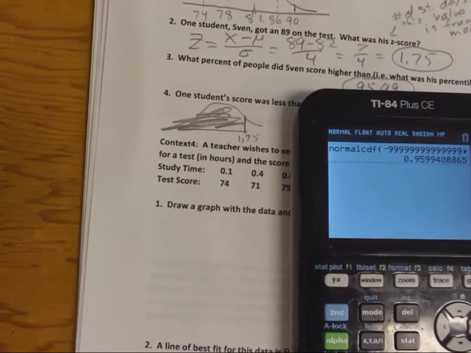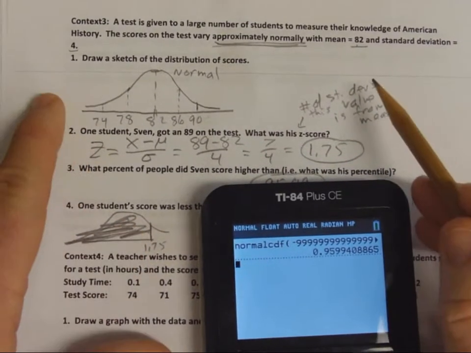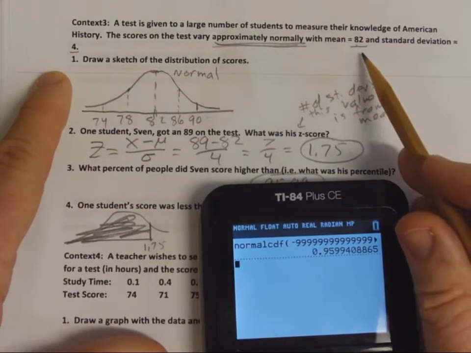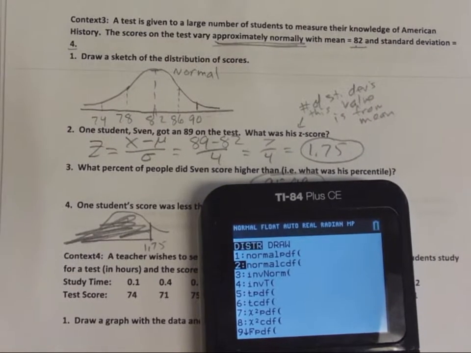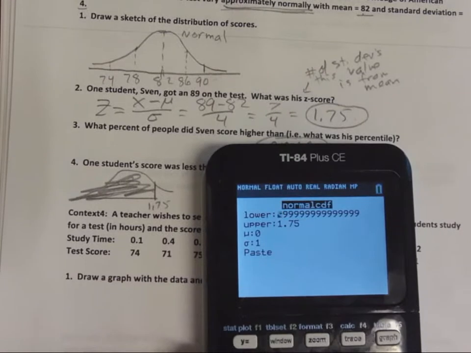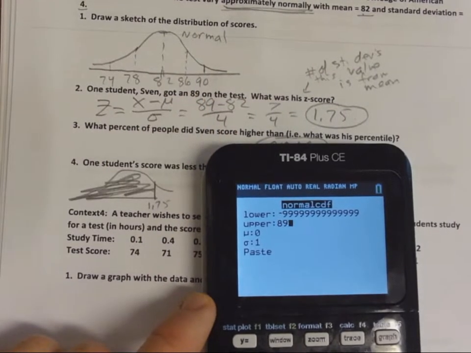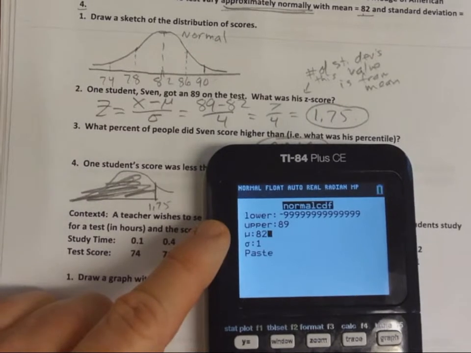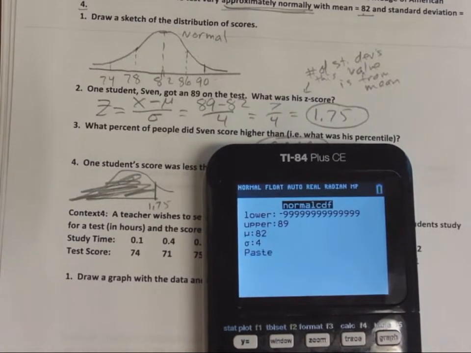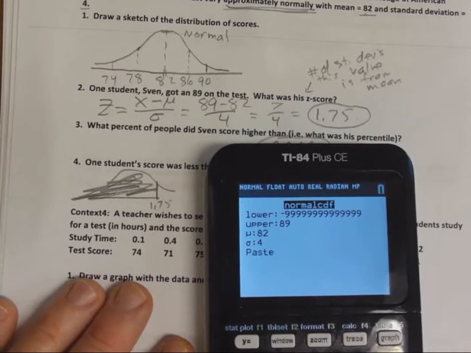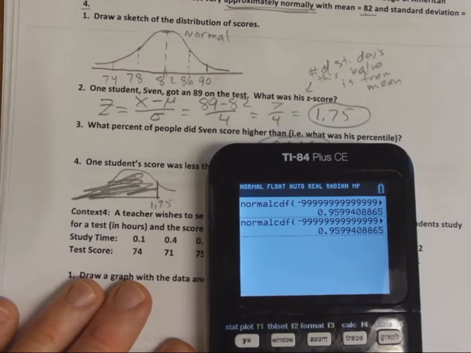Or what you could do is this. From the very beginning here, you could just enter this mean and standard deviation as opposed to finding a z-score. So what you could do, second distribution, normal CDF, and then go negative infinity, and our value was 89. That is his score. Our mean is 82, and our standard deviation is 4. So that's without finding a z-score, which is most of the time probably the way we're going to do it anyway. And so we would hit enter, and that would give us the right answer.